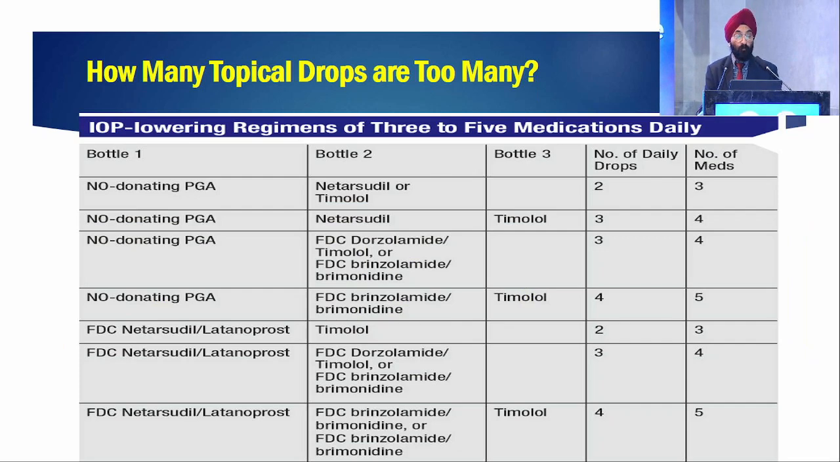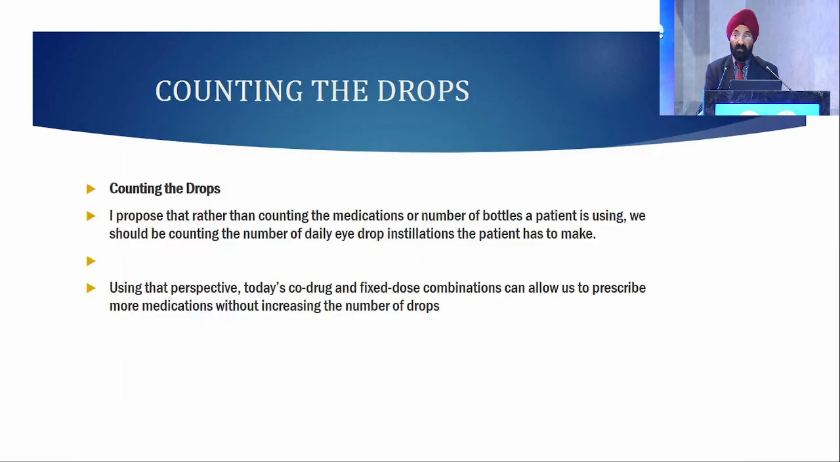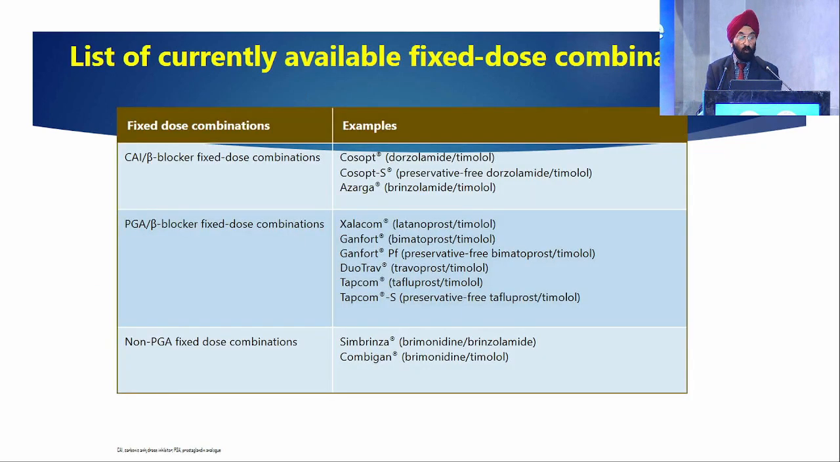And these are the IOP lowering regimes of 3 to 5 medications. Imagine you can give 3 medicines with just 2 bottles, or you can give 5 medicines with just 2 bottles. It is possible because of multiple fixed drug combinations available. So instead of counting the bottles, it makes sense to count the drops. And it is important because as far as patients' exposure to the preservative is concerned, if you decrease the number of bottles, your number of drops also decreases and the preservative exposure decreases.